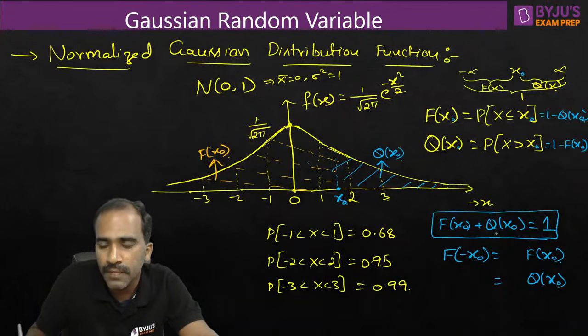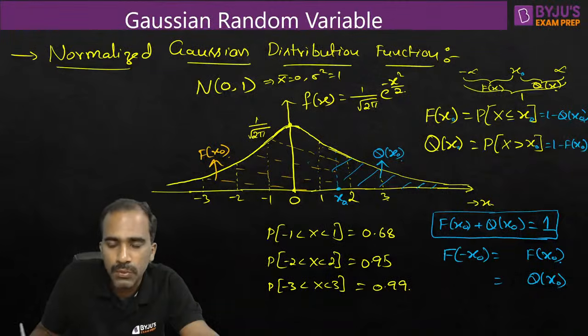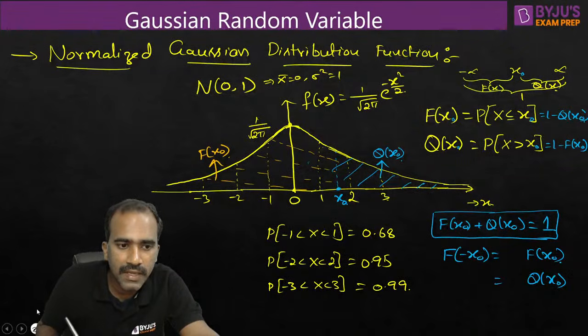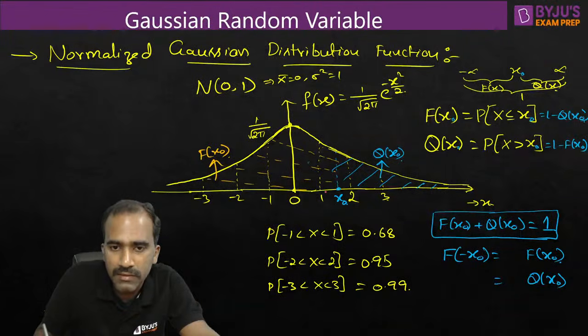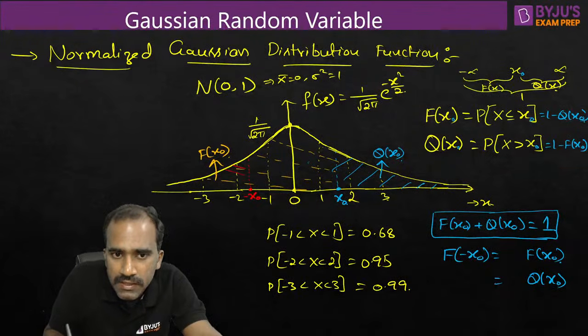Focus carefully. When I say F of minus x naught, what do I mean? F means the area from minus infinity to that point, right? X naught is here, somewhere between 1 and 2, one point I've taken. Minus x naught is somewhere here, correct? Observe carefully. When I say F of minus x naught, I'm talking about this area, from minus infinity to minus x naught. This area, whatever is in red, we are calling F of minus x naught.